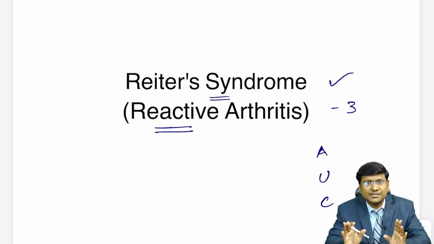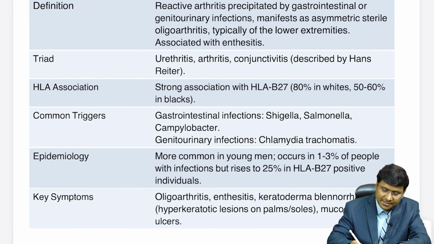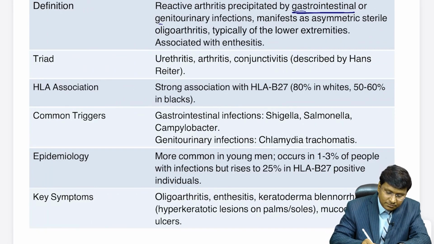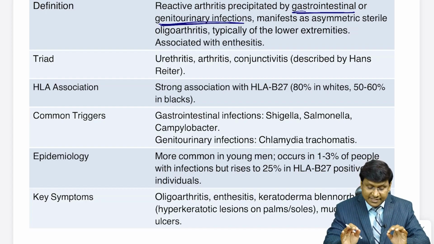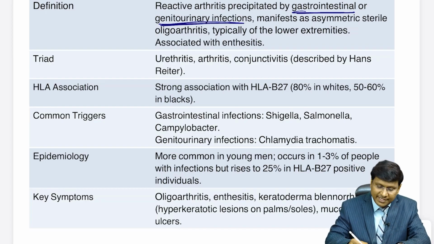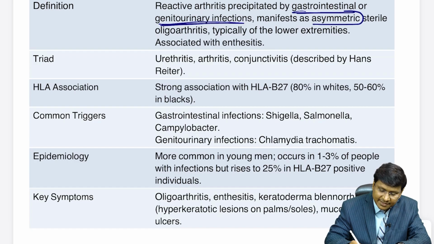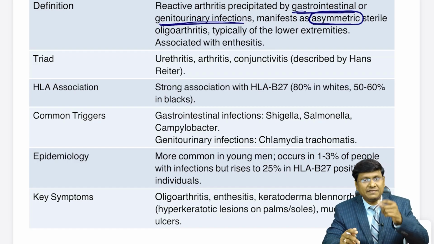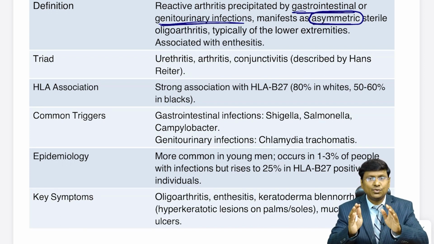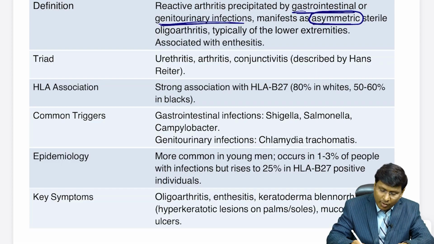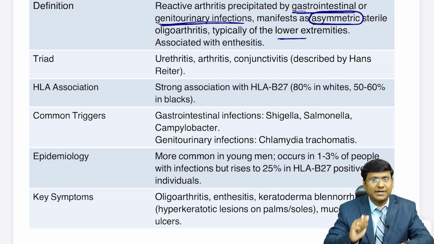And this particular Reiter or reactive arthritis is precipitated by gastrointestinal or genitourinary infection, right? Now, if you take this particular arthritis in this individual, it will be asymmetrical arthritis, right? It is not symmetrical like what we see in rheumatoid arthritis. Here it is asymmetrical arthritis, and the joints of the lower limbs are commonly affected. That is very, very important.